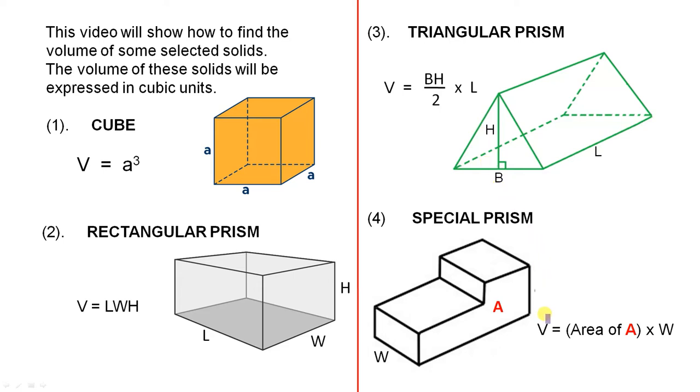For this special prism here, to find the volume, that'll be the area of A, so it'll be this face here, and you'll be given all the necessary measurements that you need when you're given examples to do, and you'll also be given the width. So all you do is find the area of A and multiply that by the width. A little clue: to find the area of A, you might divide that area up into a couple of different rectangles. So find that area and add those together, so that gives you the area of that face, and then you multiply it by the width.